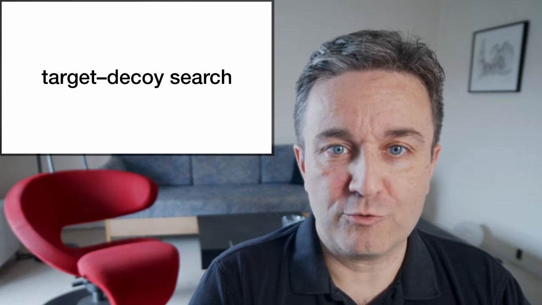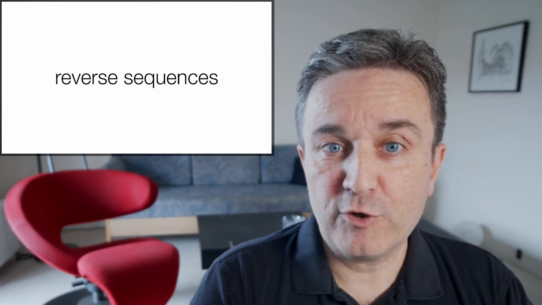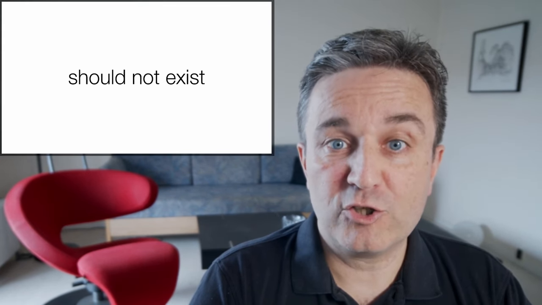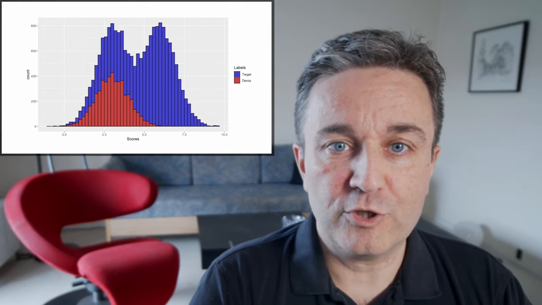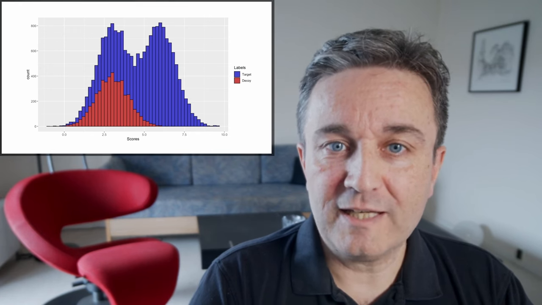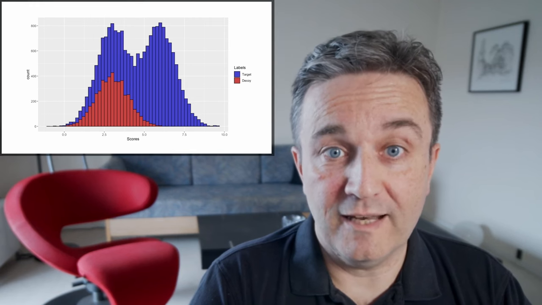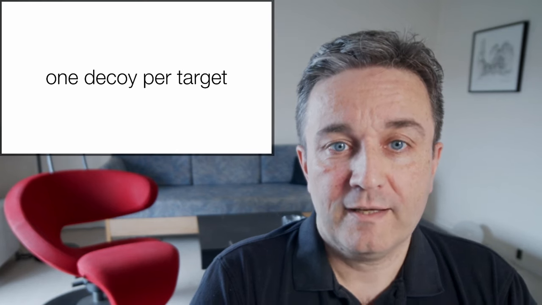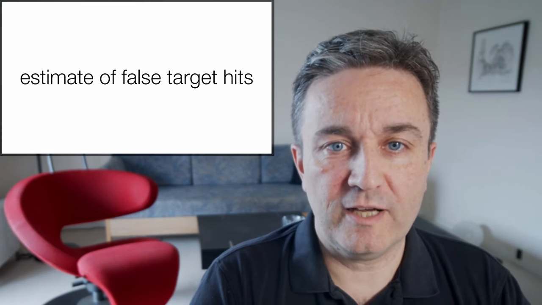This leads us to the clever trick of target-decoy search. Imagine you take the search database and reverse all the sequences and chop them up to produce decoy peptides. These peptides should not exist in your actual sample. If you look at the score distributions of both the real target peptides and the decoy peptides, you will see that the target peptides can have very high scores, whereas the decoy peptides never score very high. Since we know that any decoy hit is false and that there's only one decoy per target, this gives us a direct estimate of the false target hits.